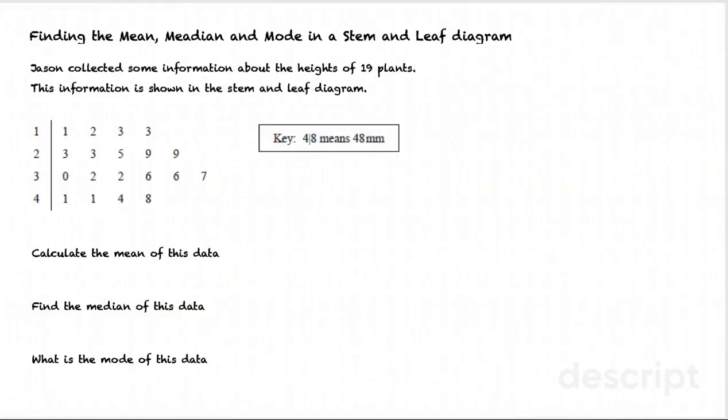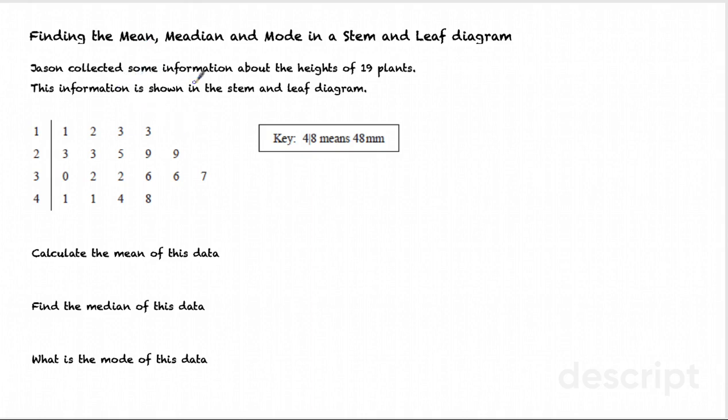Hello, in this video we're going to look at finding the averages in a stem and leaf diagram. We're going to look at finding mean, median and mode in a stem and leaf diagram. As ever, let's read carefully and get to grips with the data on our page.